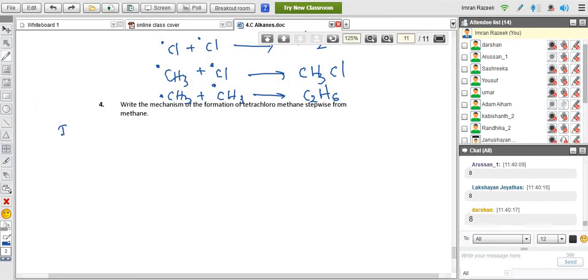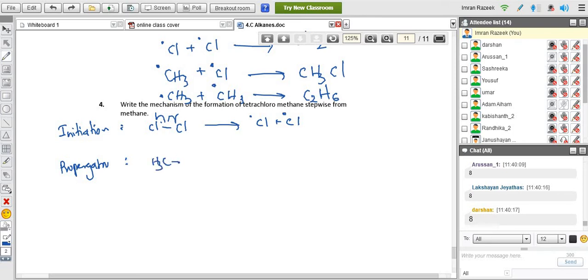So the initiation step is the same. Chlorine breaks homolytically, resulting in chlorine free radicals. And in the propagation, we'll write the first two which we wrote before. We'll just show the H-C bond. What happens? Homolytic fission here, resulting in methyl free radical and HCl.